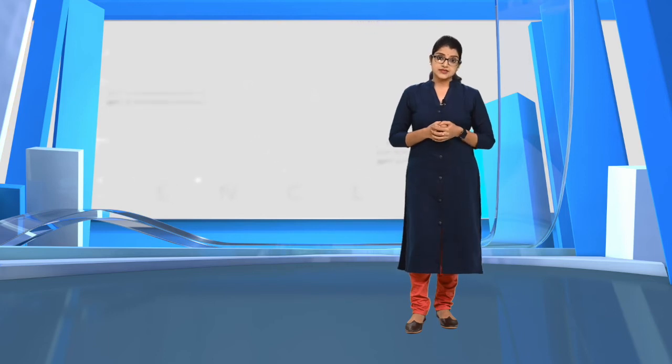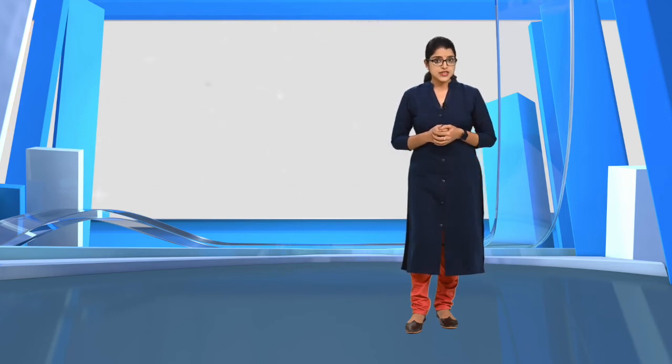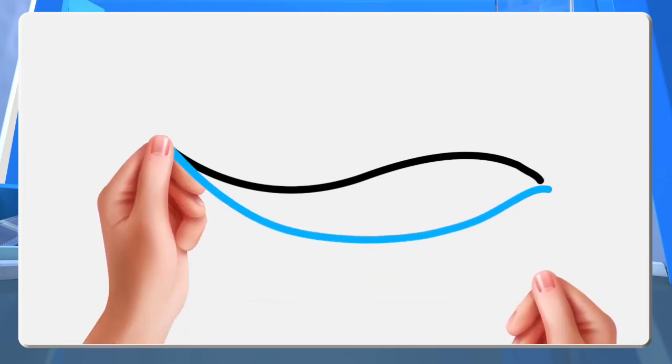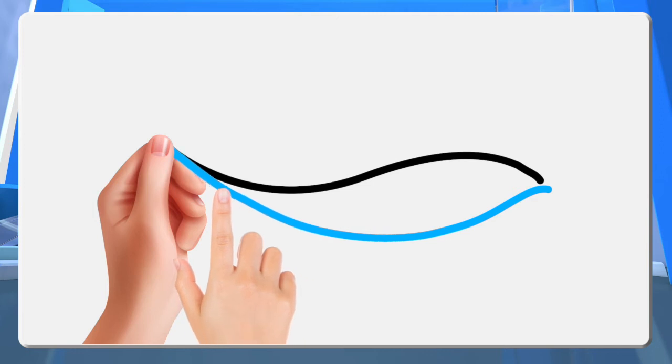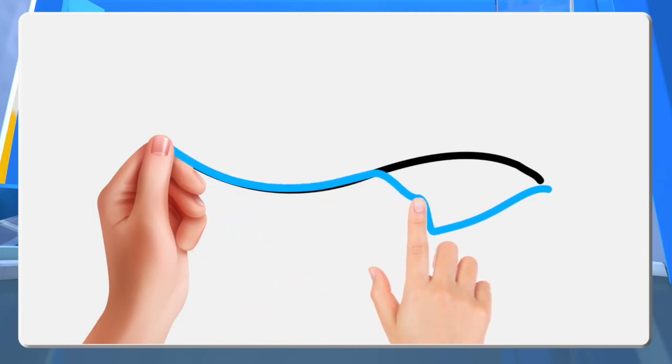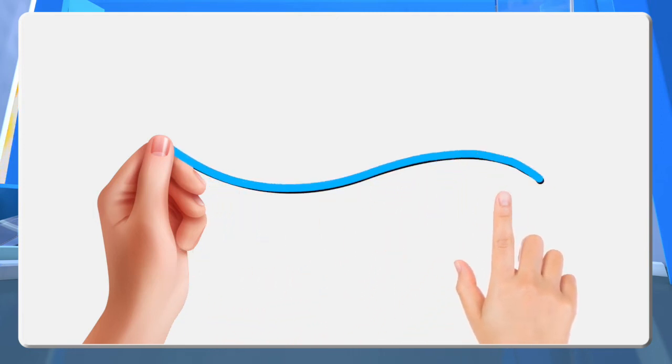Then, how would you measure the length of a curved line? It's not possible to measure it with a scale, is it? So for that, just hold a string at one end of the curved line and run it over the curve up to the other end point. Measure the length of the string over a scale, and that would be the length of the curved line.